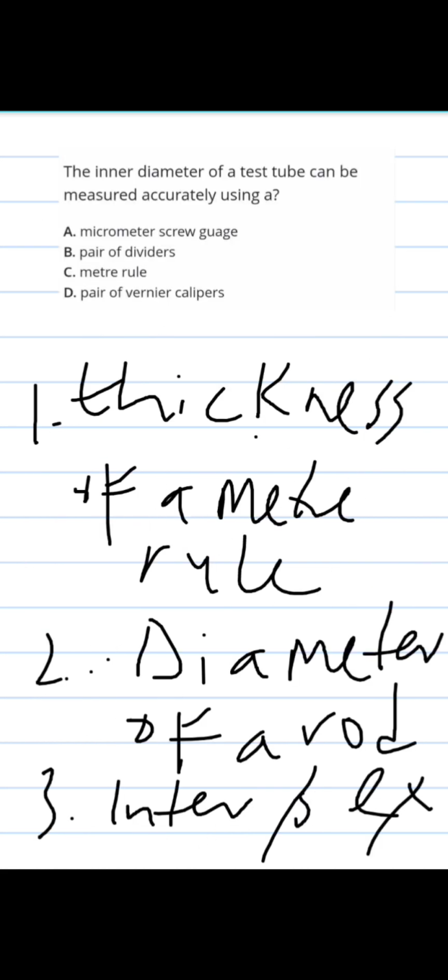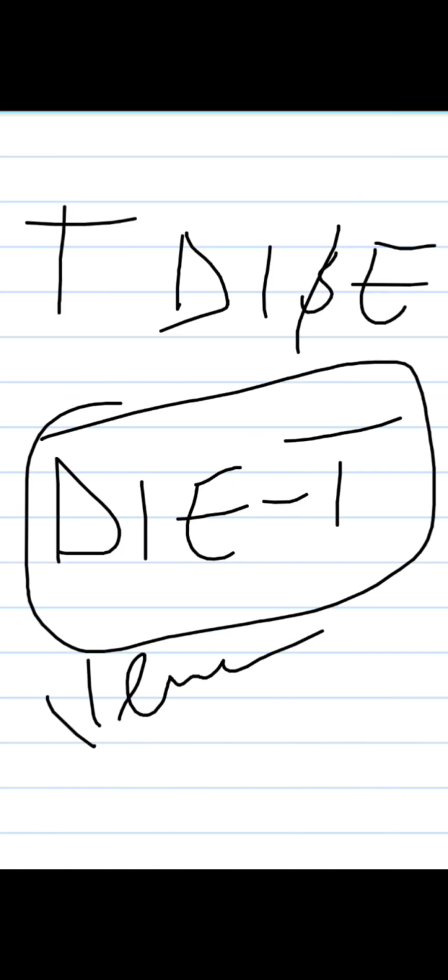The inner diameter of a test tube can be measured accurately using a what? Micrometer screw gauge, pair of dividers, meter rule, pair of vernier calipers. Remember the mnemonic for vernier caliper: we use diet. That's diameter of a rod, to measure the inner and external diameter of a test tube. Then the T is the thickness of a meter rule. So the inner diameter is in our diet.